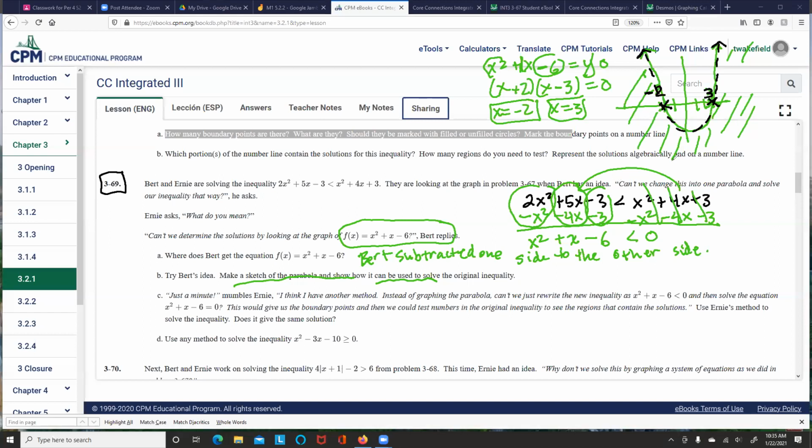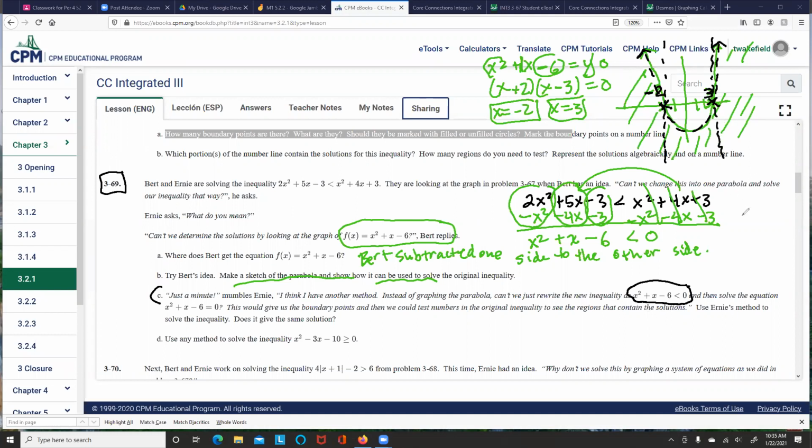All right, part C. Just a minute, mumbles Ernie. I think I have another method. Instead of graphing the parabola, can't we just rewrite the new inequality as x squared plus x minus 6 is less than 0, and then solve the equation x squared plus x minus 6 is equal to 0? This would give us the boundary points, and then we could test numbers in the original inequality to see the regions that contain the solutions. And remember, our solutions, maybe they should be in between here. So let's draw a dotted line here and a dotted line here.